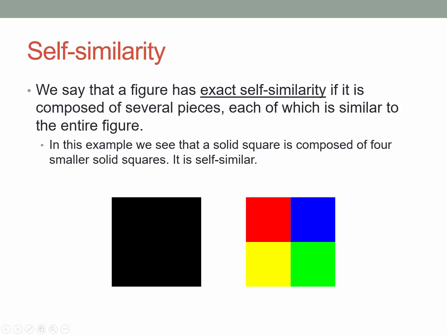Take a square and fill it in with ink. Well, it's composed, if you like, of 4 smaller solid squares. That is to say that you could carve it up into 4 pieces, red, blue, yellow, and green, each of which was itself a solid square, and each of which is half the size of the original.